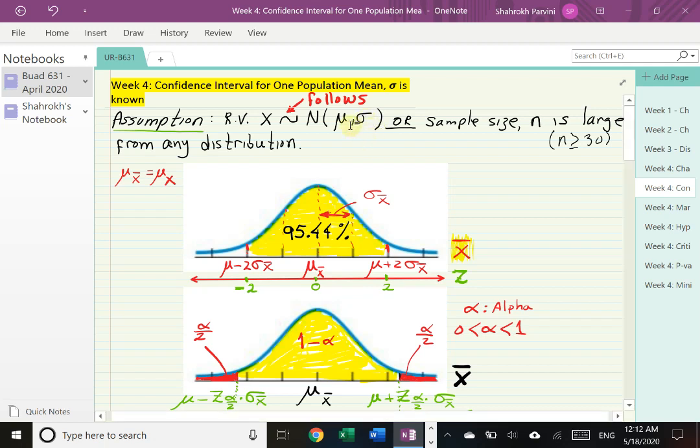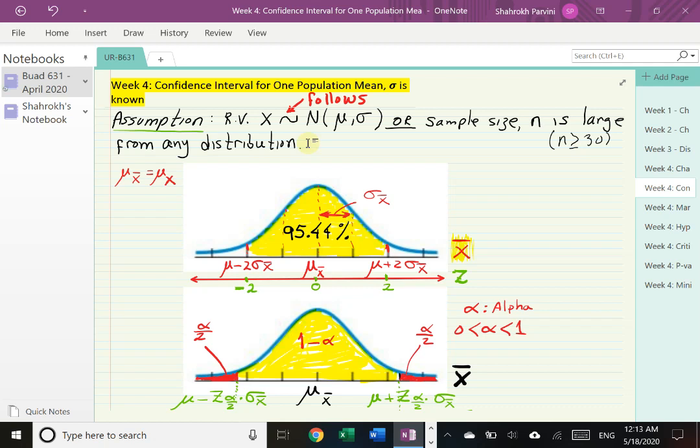And so we have the assumption of normality, or the sample size is going to be at least 30, and it doesn't matter whether the distribution is normal or not. We have it from any distribution. And remember, this is the direct consequence of the central limit theorem. Central limit theorem says that if you sample from any distribution, the sample size should be at least 30.